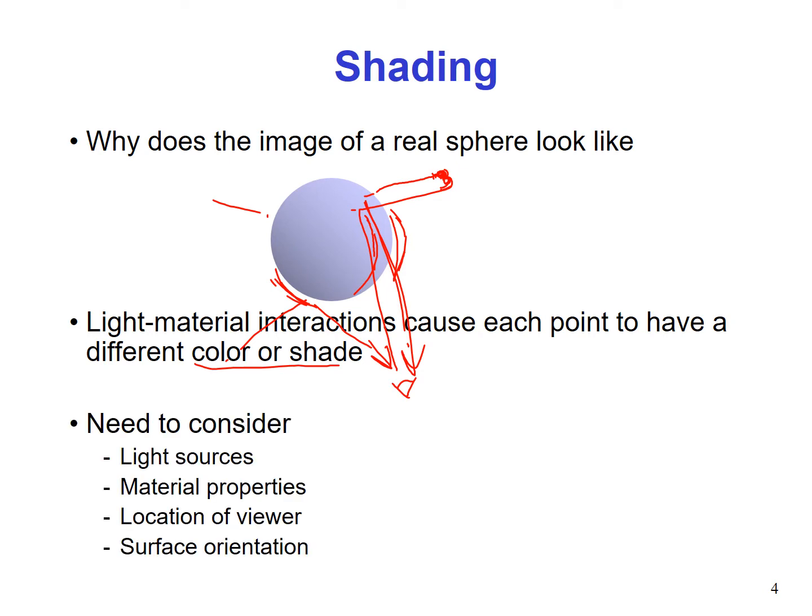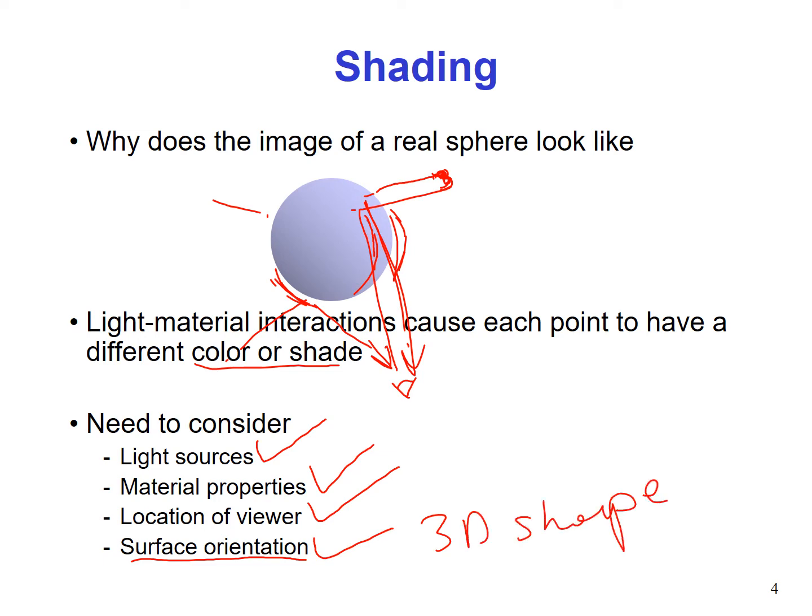So we need to consider where the light sources are, what the material properties are, where the viewer is located, and how the surface is oriented. So this is related to the 3D shape. And the other properties relate to the global environment: where the light sources are and where the viewer is located. So the 3D shape is related to the surface orientation, and the material properties are the texture, for example, what is the color or what is the pattern made on the 3D object.